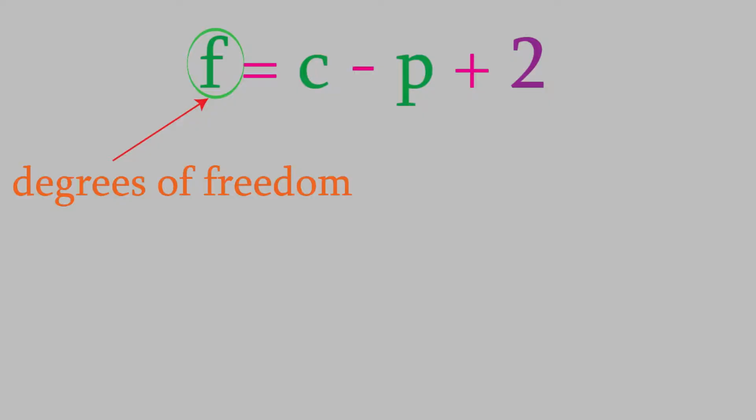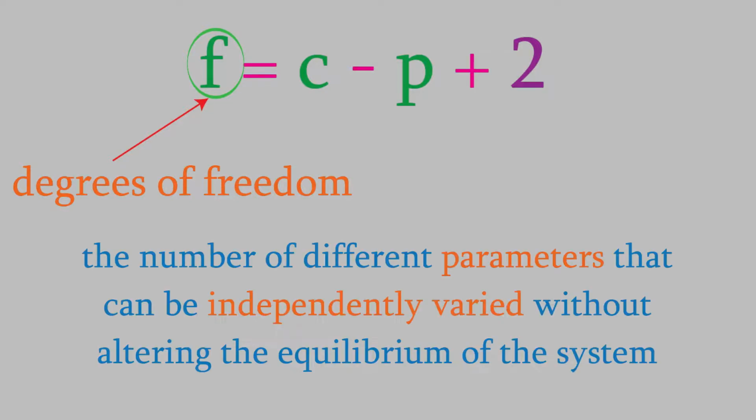The last variable in the phase rule is F, the number of degrees of freedom. This describes the number of parameters of the system that can be varied while still allowing the system to be at equilibrium. The parameters we're talking about here are usually properties like the pressure, volume, temperature, and the number of moles of each component.